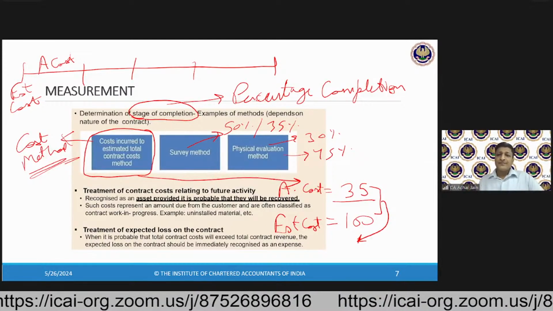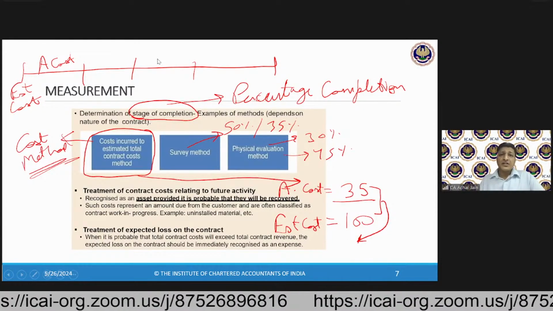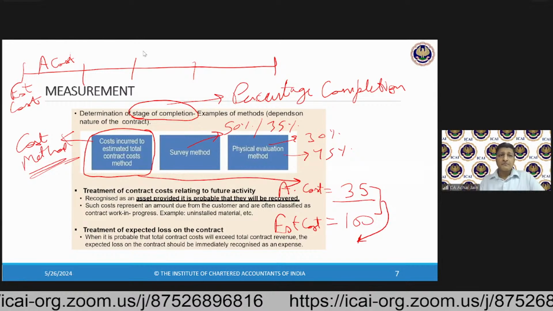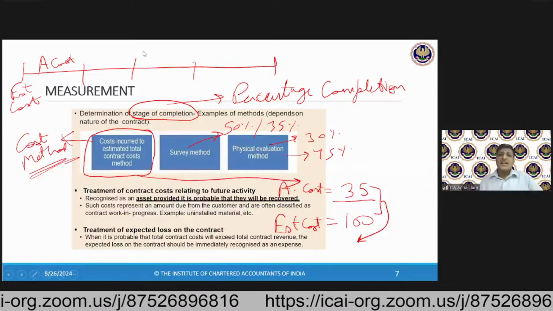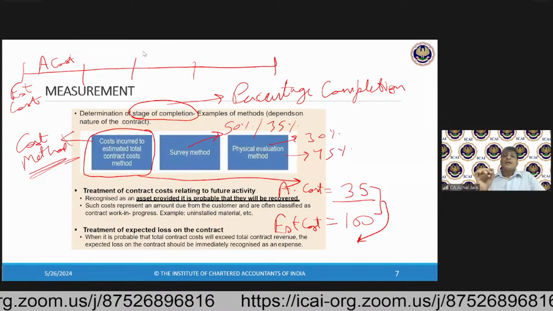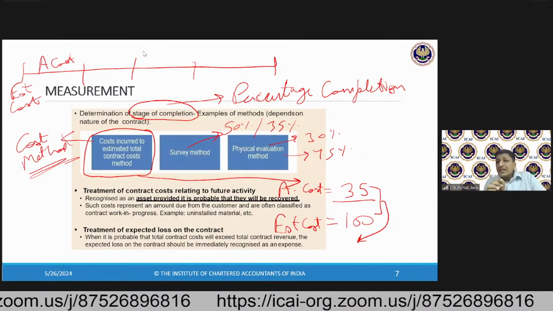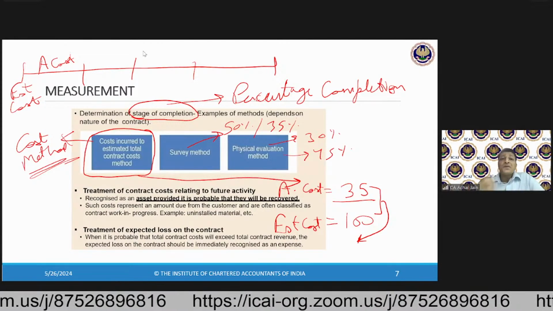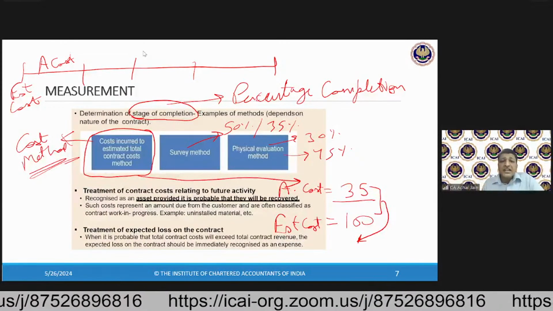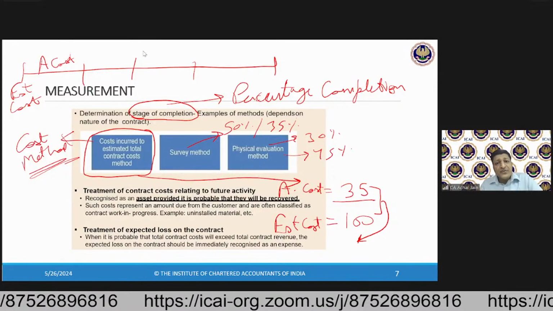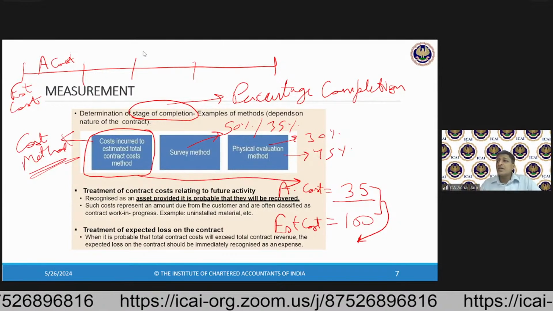Tell me quickly. What will be the percentage completion in this case? I'm not asking you about revenue recognition. I'm just asking you about the percentage completion. So what is the percentage completion that you'll have in the first year? Pooja is saying 35%. Very good.